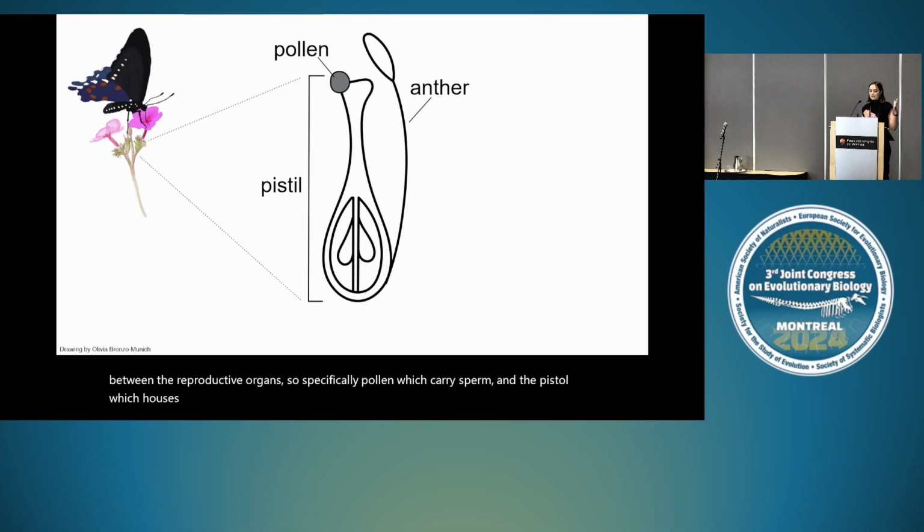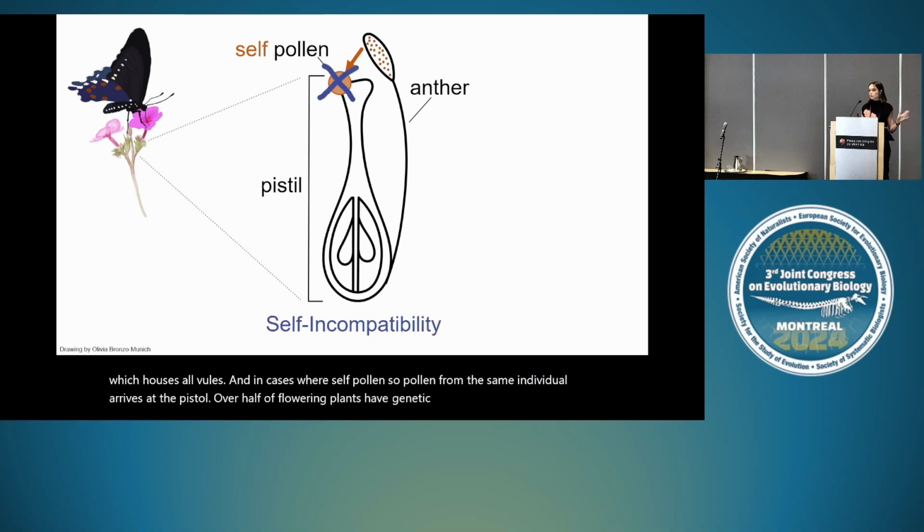And in cases where self-pollen, so pollen from the same individual, arrives at the pistil, over half of flowering plants have genetic mechanisms to specifically reject self-pollen, thereby preventing self-fertilization and limiting the costs of inbreeding. But in order for self-incompatibility to function, a pistil must be able to reliably recognize self from non-self pollen. So how does this work?